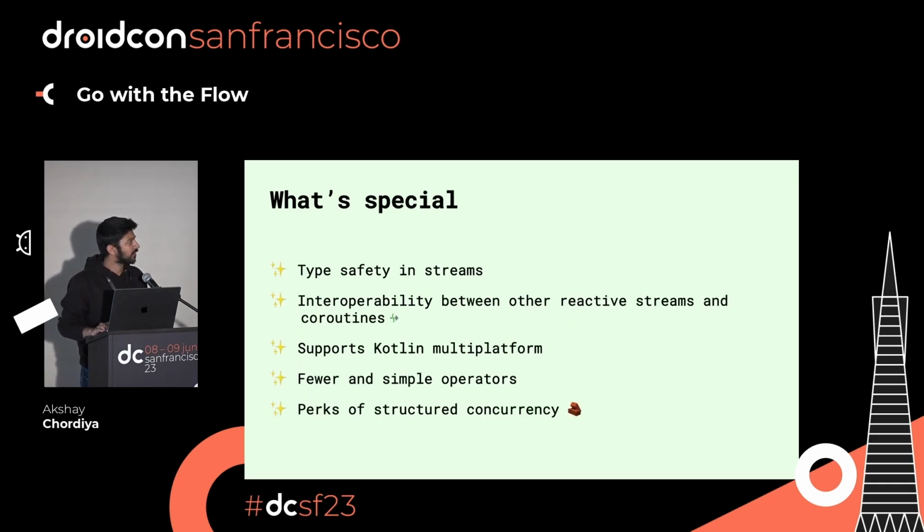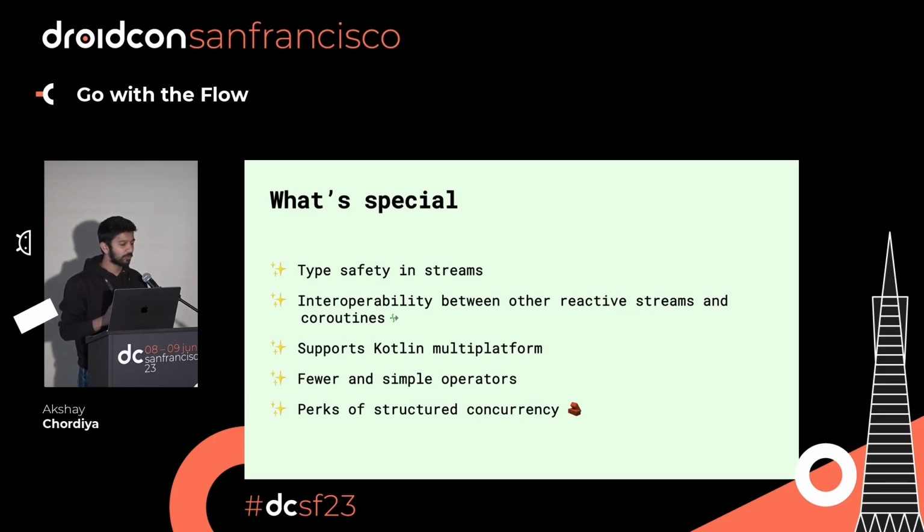So what makes it special? Why should you use Kotlin Flow instead of any other reactive library out there? Similar to how Kotlin gave us type safety, Flow provides the same principle of type safety in the stream. That means you cannot send null values down the stream unless you say that it's nullable. RxJava 2 has it too, but this just works super nicely with Kotlin.